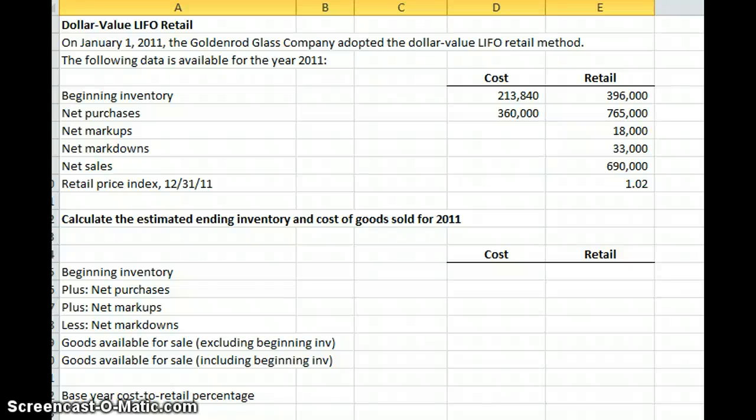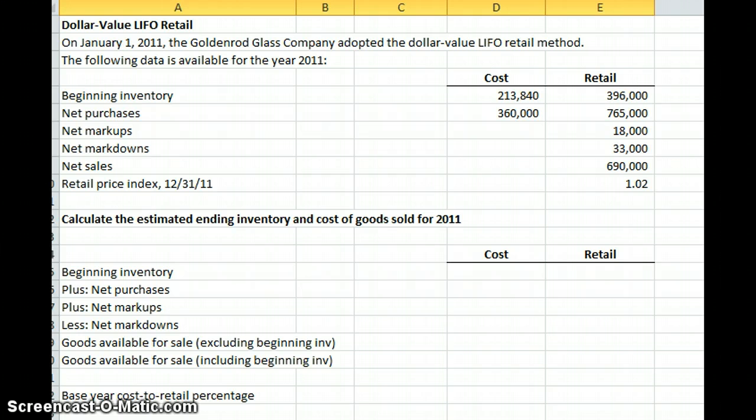In this example, we're going to talk about dollar value LIFO retail method. So on January 1st, 2011, the Goldenrod Glass Company adopted the dollar value LIFO retail method. The following data is available for 2011. And so we've got columns for cost and for retail.